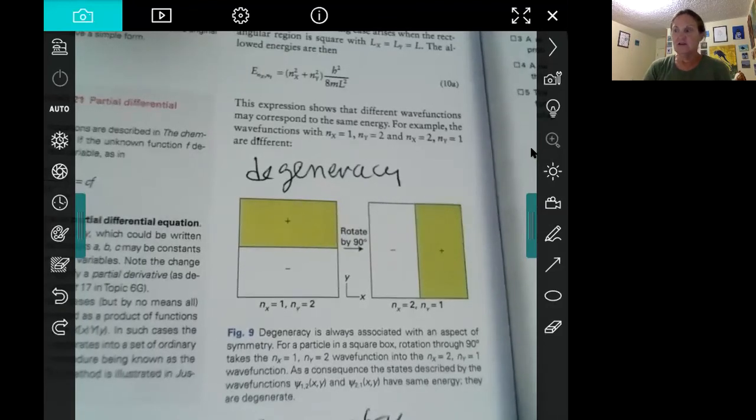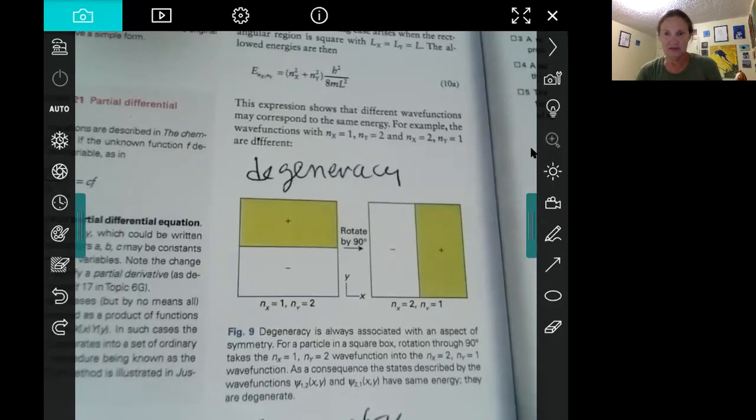So that is it for translational energy. We still have rotational and vibrational energy, and then we'll be done with all the basic problems in quantum.